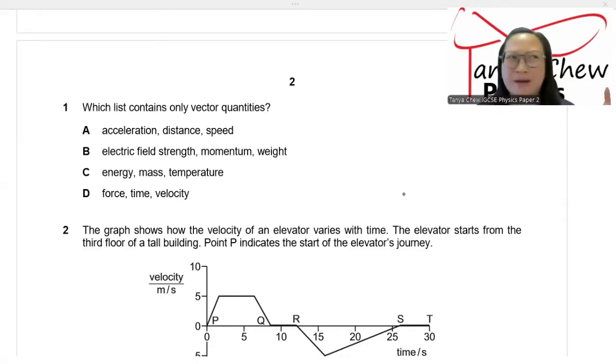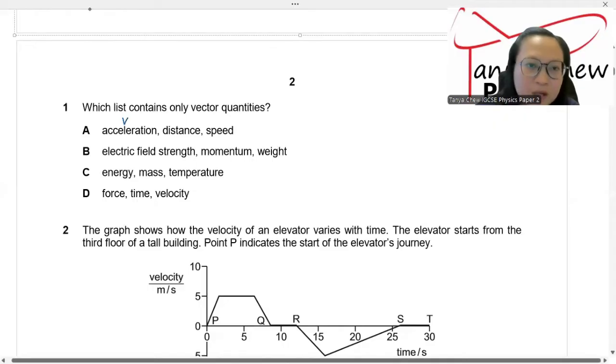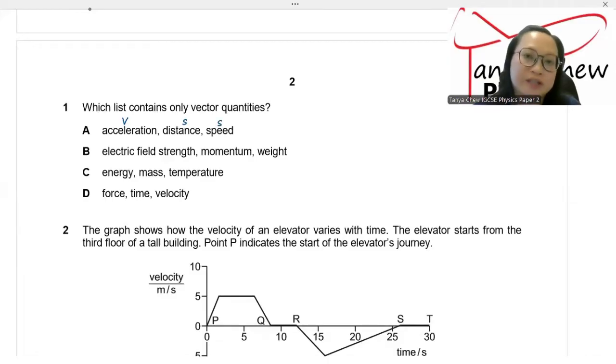What is magnitude? Magnitude is just a value. 10, 20, 30, those are called magnitude. Directions, on the other hand, mean left, right, up, down, forward, backward, north, south, west, east. Those are called directions. Right, let us look at A, acceleration. Acceleration itself is a vector quantity. Distance, on the other hand, is a scalar quantity. Speed is also a scalar quantity.